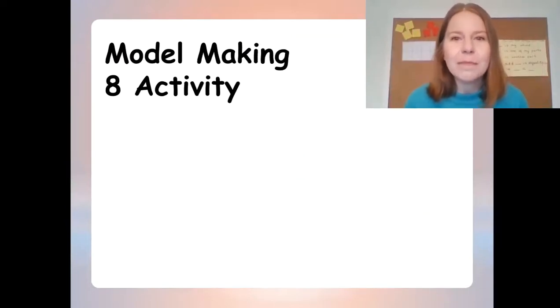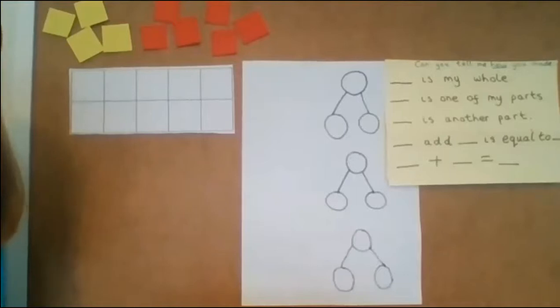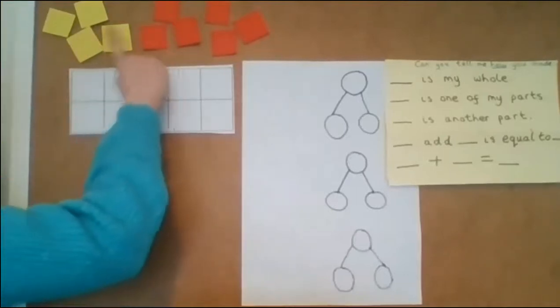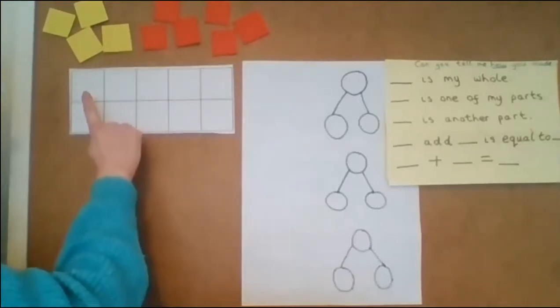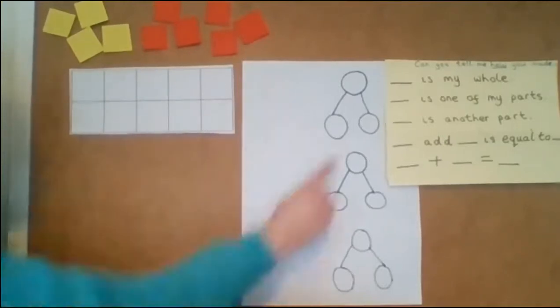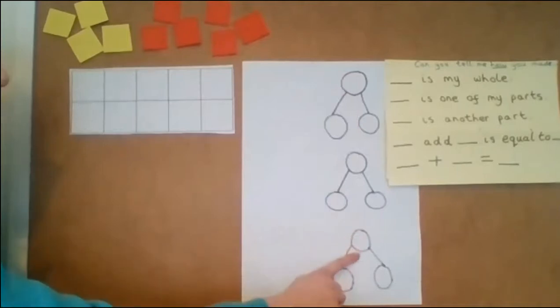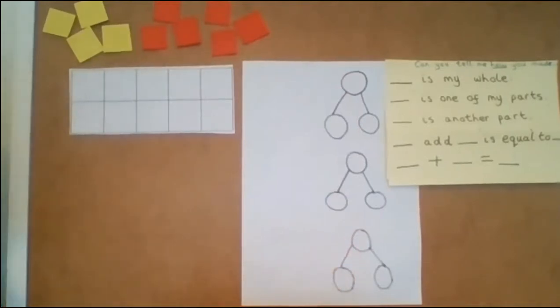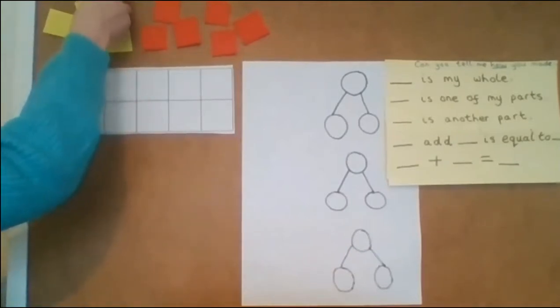Okay, I'm going to model how we are going to do today's activity. For today's activity, you are going to need your two color counters. You're going to need your tens frame and something to write on. Some of you might have drawn out a part whole model. Okay, so for the I do section, I'm going to model how we're going to do today's activity.